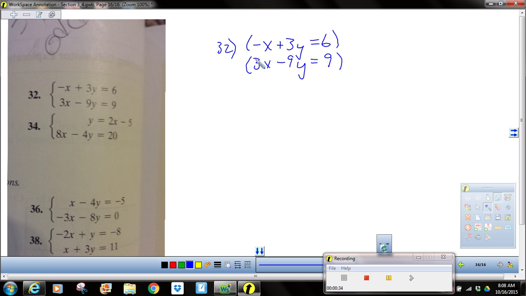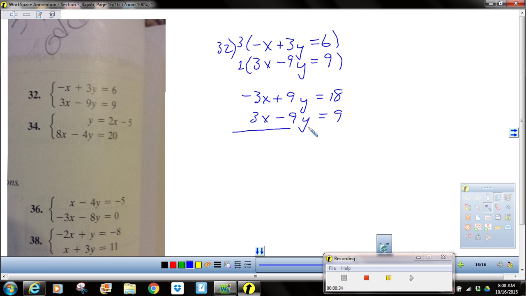For 3 and 1, a common multiple will be 3. So I could times this by 1 and this by 3. That will give me negative 3x and positive 3x. That works out nicely because they're already additive inverses. So I'm going to go ahead and multiply. Make sure you multiply the one over here. A lot of people forget to do that. 1 times all these will be 3x minus 9y equals 9.